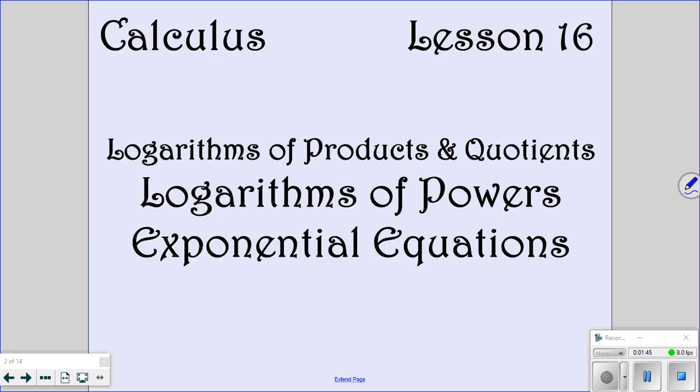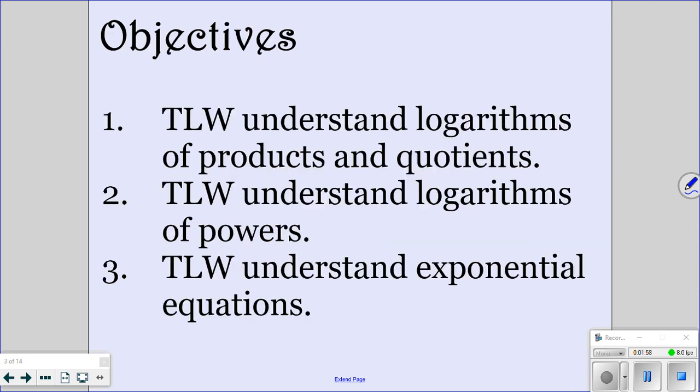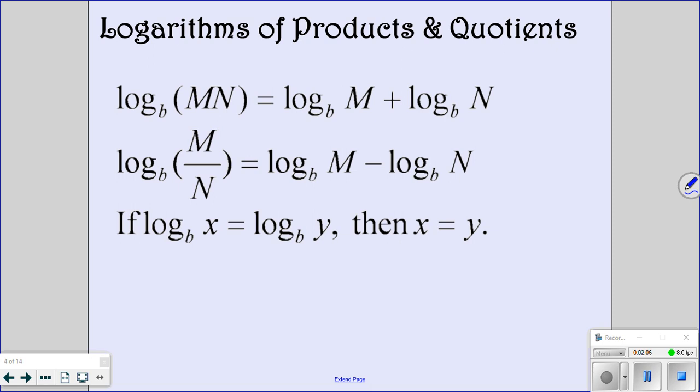Alright, so we're looking at lesson 16. We're looking at logs of products and quotients, logs of powers, and then exponential equations. All of this should be reviewed from either Algebra 2 or pre-calculus. You should have covered all log rules and exponential equations, but we're going to go back over them in this lesson. So these are your rules for your logs when you have products and quotients.